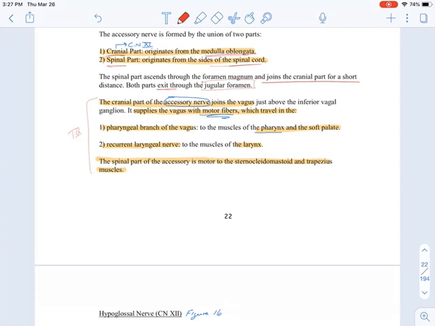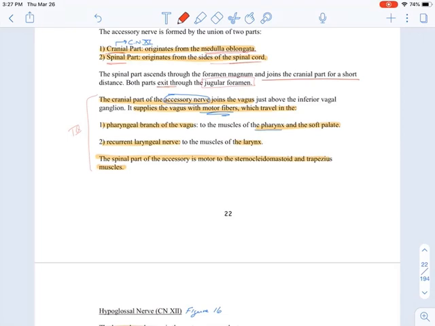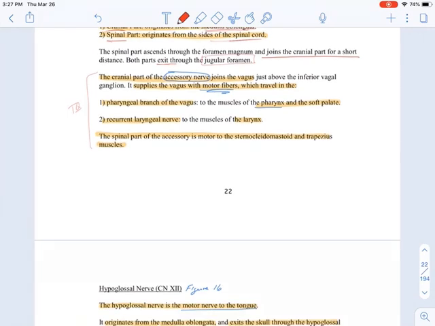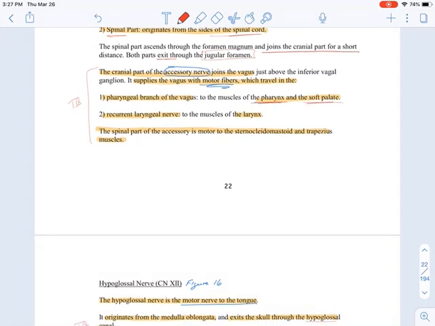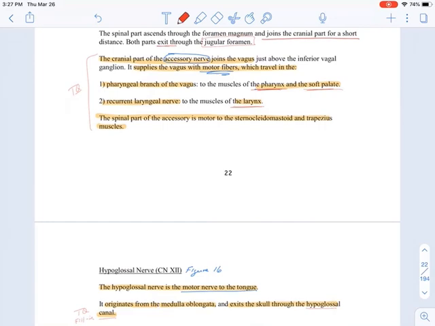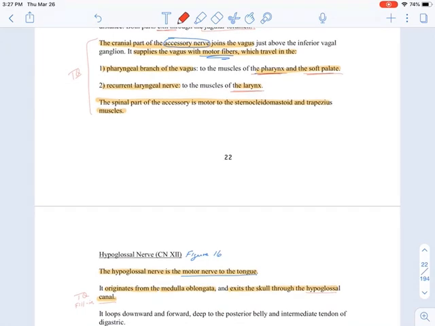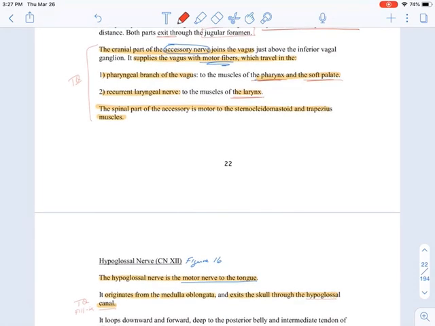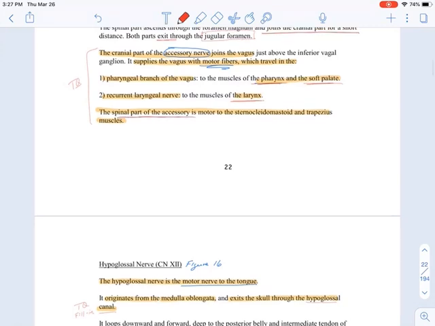So the cranial part will join the vagus, and it will supply the vagus with motor fibers. So you'll have your pharyngeal branch of the vagus, again like we talked about, supplying muscles of the pharynx and soft palate. Recurrent laryngeal nerve, motor to the larynx. And then the spinal part of our accessory nerve, which should be a review from CNS, is going to be motor to your SCM, sternocleidomastoid, and then your trapezius muscle.